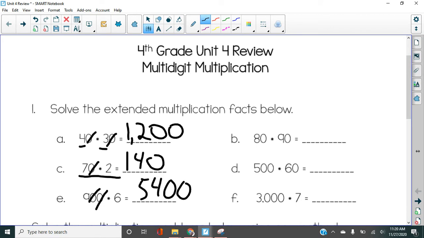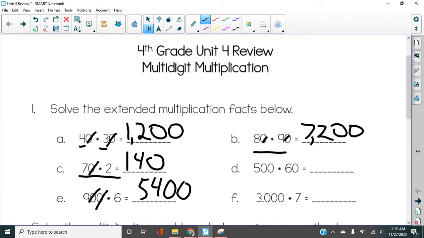All right, you get a chance to do some over here on this side. So start with 80 times 90. Okay, 80 times 90. 8 times 9 is 72. I see 1, 2 zeros. 7,200. How about 50 times 60?